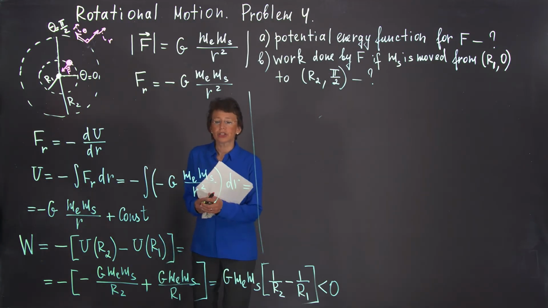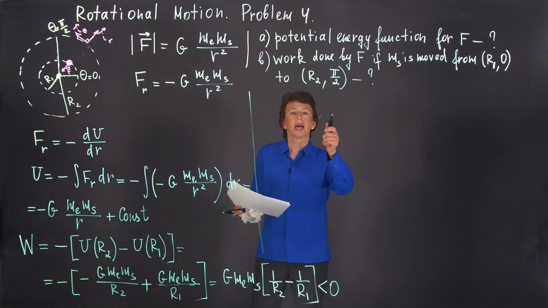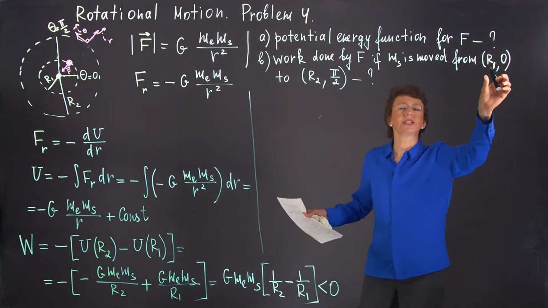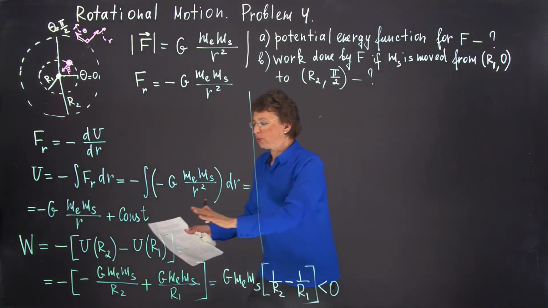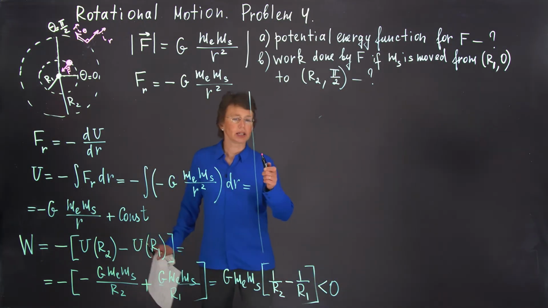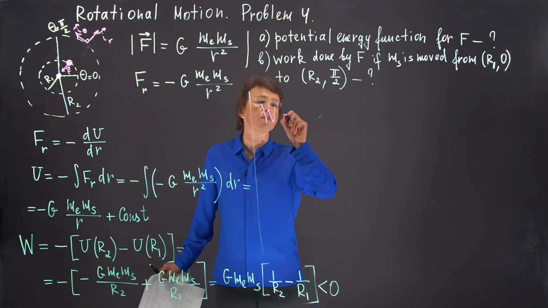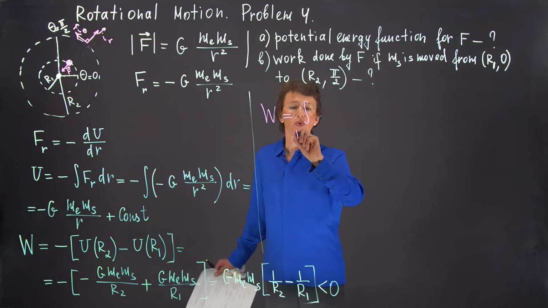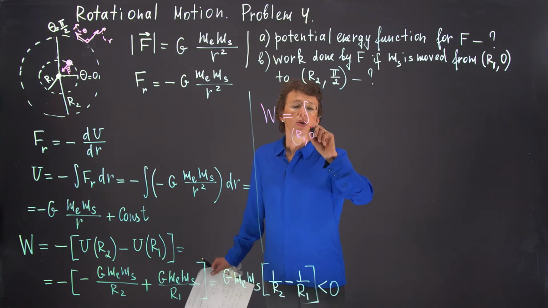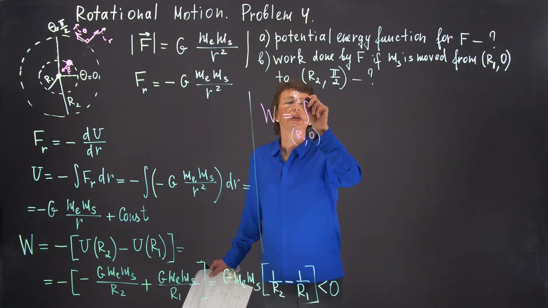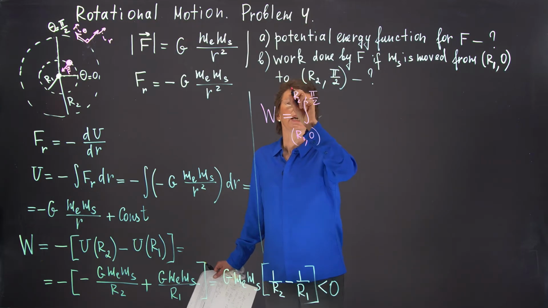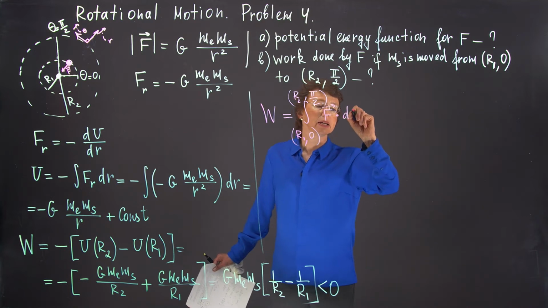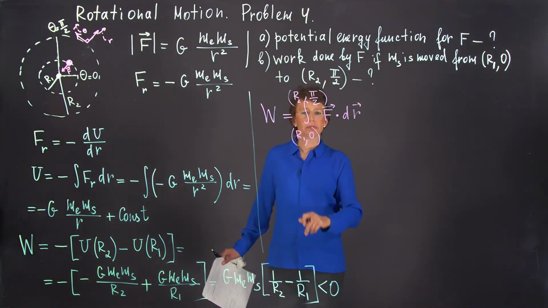Now imagine that you want to find this work done by this force when you move this satellite from this point to this point without using the potential energy function. Can you just calculate work using our formula? Work is a definite integral. We are moving from point R1, 0 to point R2, pi over 2. And I have to write here F dot dr. This is my definition. Work done by force F.